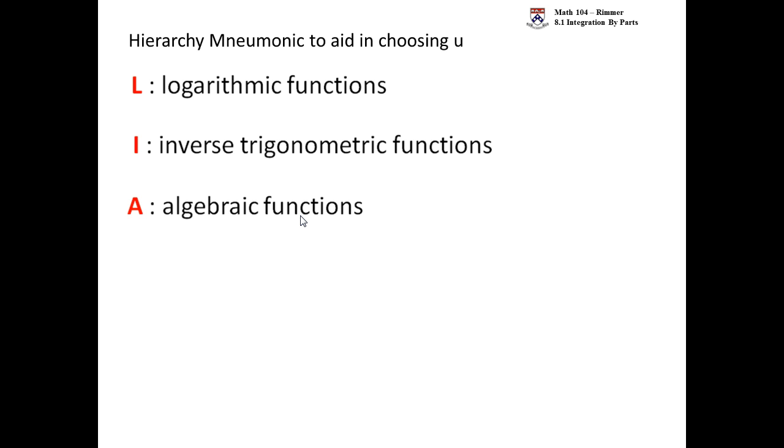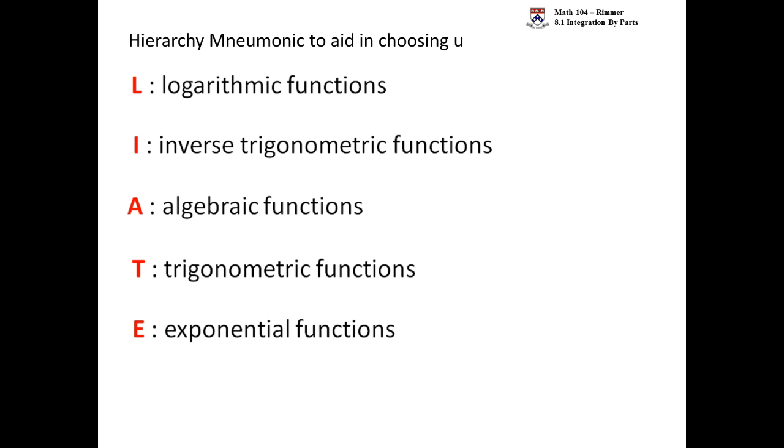It's really here that the hierarchy ends. There are two more to come, but they're pretty much interchangeable. One's not any better than the other. One doesn't come before the other. The hierarchy ends here, and the last two are trig functions and exponential functions. These two are interchangeable. So if there's exponential and trig, it doesn't really matter which you choose to be u and which you choose to be dv.